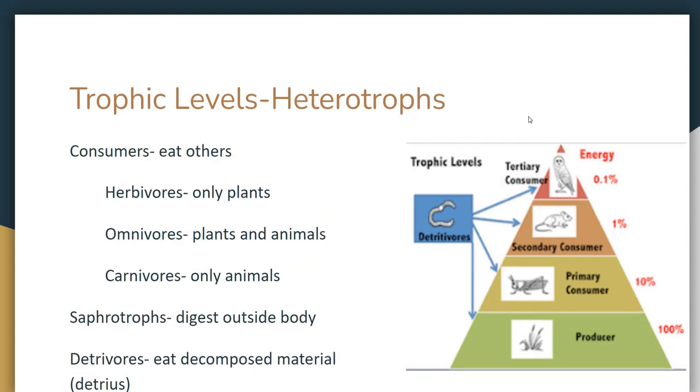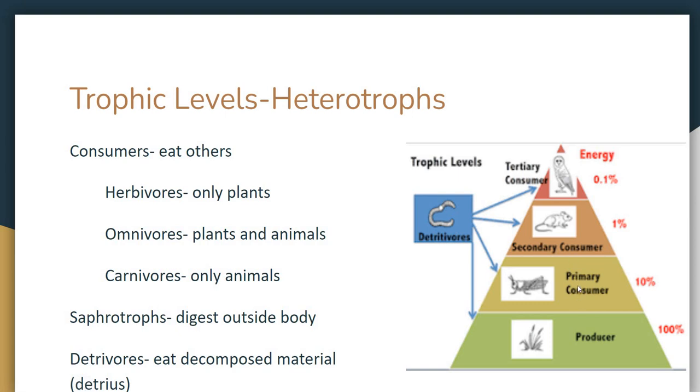What are the trophic levels? Well, these are all called heterotrophs then, and there's several types. So the first type is consumers. That's kind of what we are familiar with. Those are that eat others. And herbivores would only eat plants. Omnivores would eat plants and animals. We're omnivores. Carnivores would eat only animals.